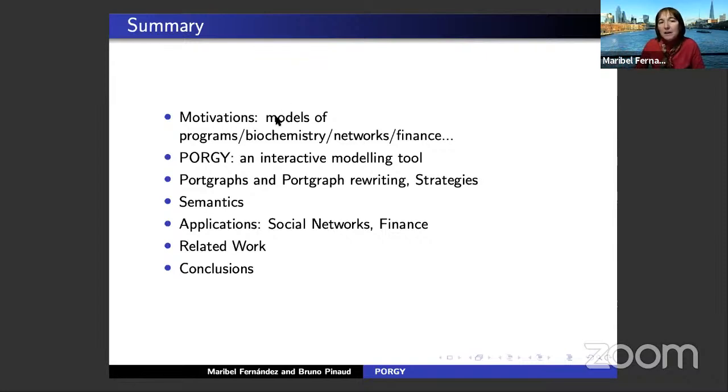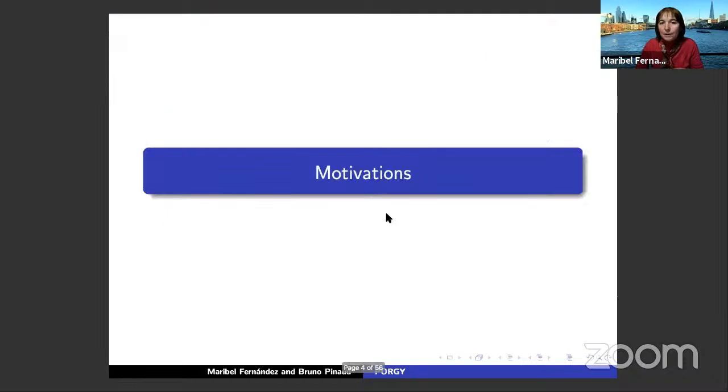So we are going to look at the motivations for that, and at PORGY in particular as one particular instance of using graph rewriting as a modeling tool. Bruno is going to tell you more about the principles behind the design of PORGY as an interactive visual tool. And then after Bruno shows you a bit of PORGY in action, I will talk a little bit more about the foundations of PORGY. So the use of port graphs and port graph rewriting, the use of strategies, because that's a very important component within PORGY, the semantics of the rewriting we use. Hopefully if there is enough time, I can give you several examples in social networks and finance. And we will also want to talk a little bit about other tools that exist in this area, and tell you a little bit of the future development.